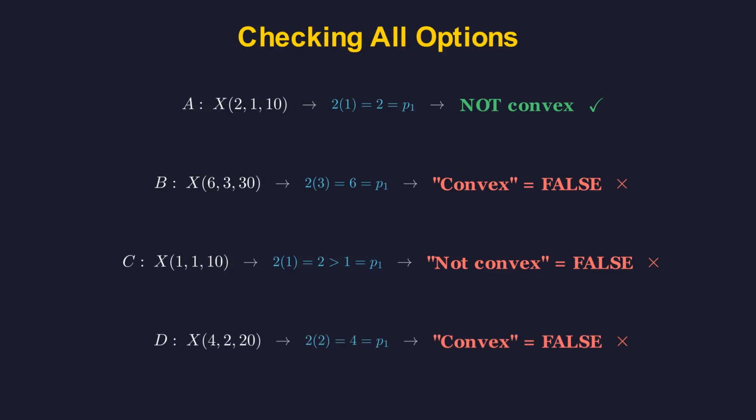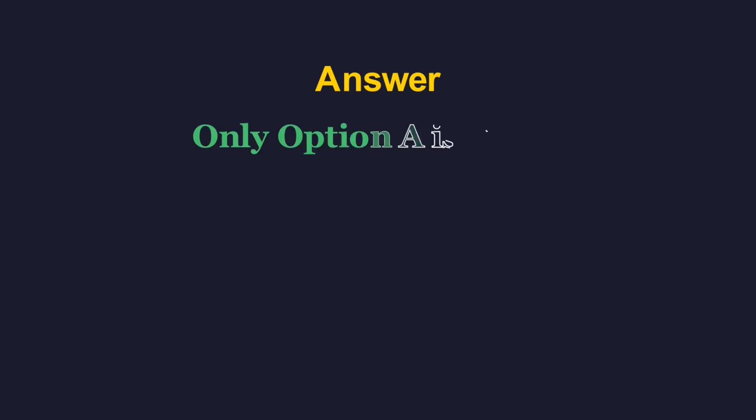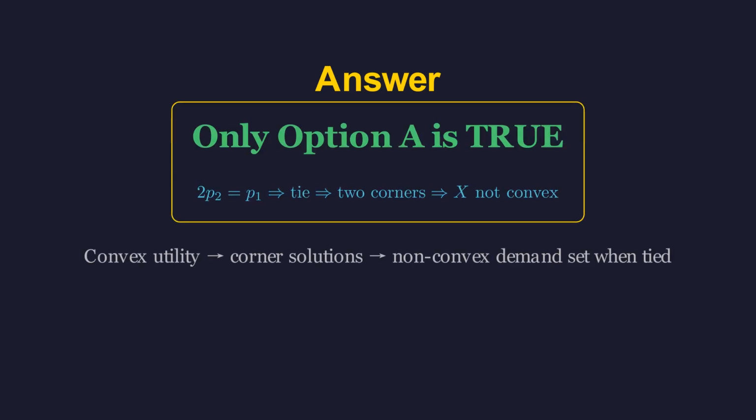Option D. P1 is 4. P2 is 2. 2P2 equals 4 equals P1. Tie again. Not convex. Statement says convex. False. The answer is only option A is true. Whenever 2P2 equals P1, both corners are optimal, and the solution set with two separate points is not convex. Remember, convex utility leads to corner solutions, and tied corners mean a non-convex demand set.